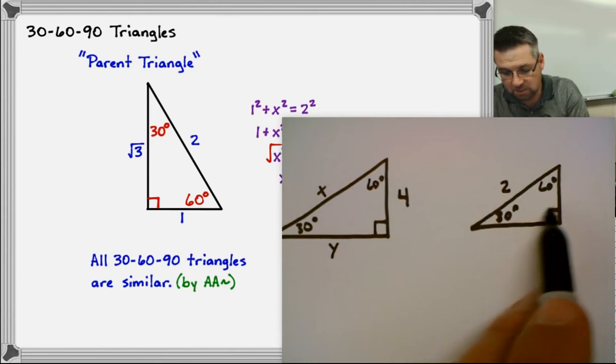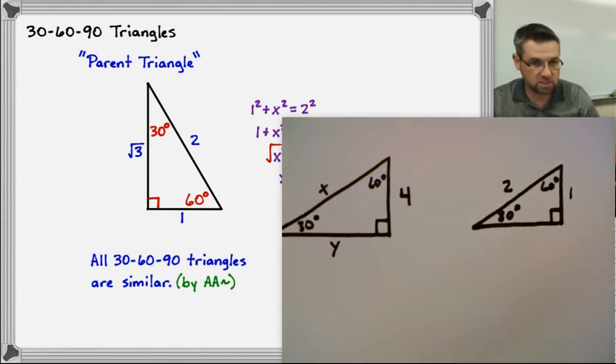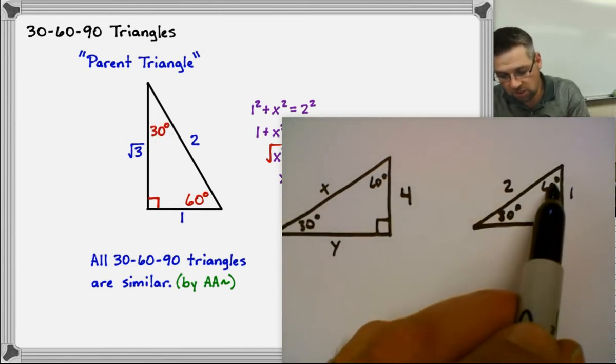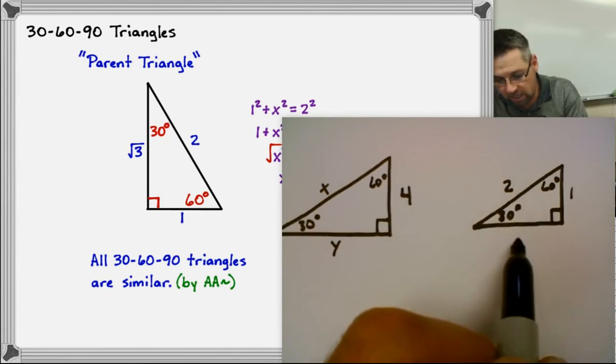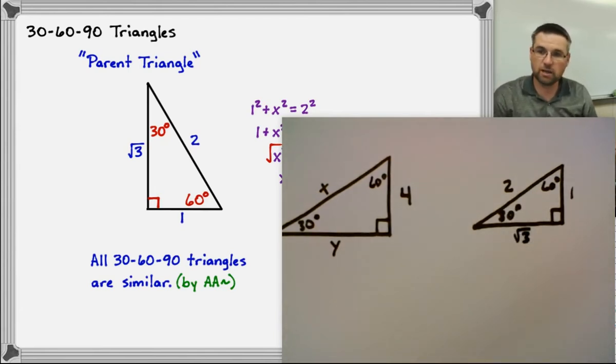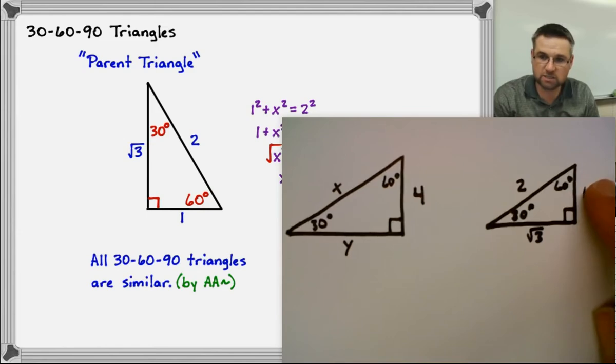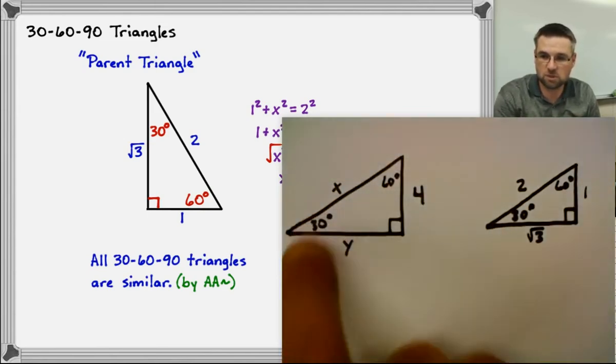It goes opposite to the 30, so we're going to put the 1 there. And then we'll notice that the square root of 3 is opposite to the 60. It is across from the 60, or we could say that it's in between the 30 and the 90. So across from the 60, or between the 30 and the 90, is our radical 3, okay? So this parent triangle is going to be absolutely essential in figuring out missing side lengths. We've got to know these 3 lengths, so I could use them to find these 3 lengths, okay?